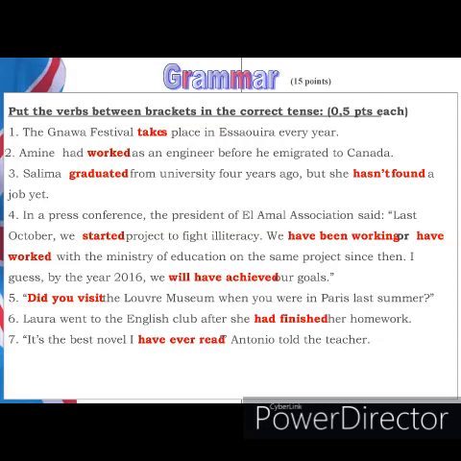Number two, Amin had worked as an engineer before he immigrated to Canada. Two actions happening in the past, one is before the other.